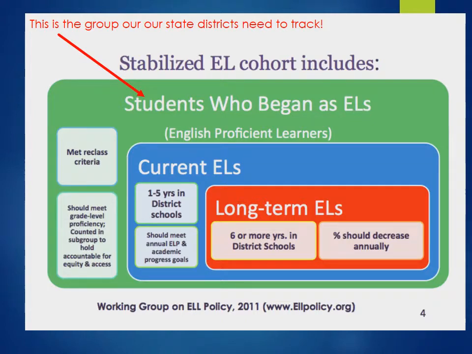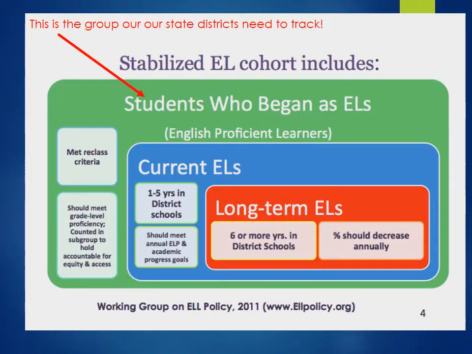The one that we are most familiar with is the blue group here, the one that's in between, the current English language learners, the ones that we identify. And within that group is the long-term ELLs, the ones that are taking a lot longer than the usual 3 to 4 year period to exit out of services for various reasons. But one group that we do not specifically think about is the larger group, all the students who not only are ELLs now, but who ever were ELLs.